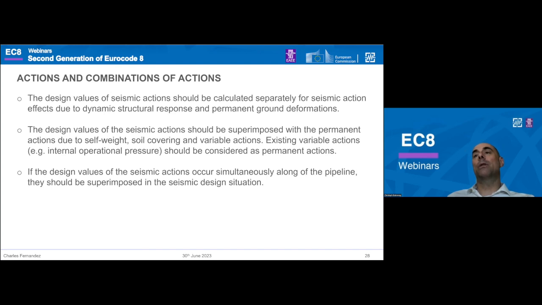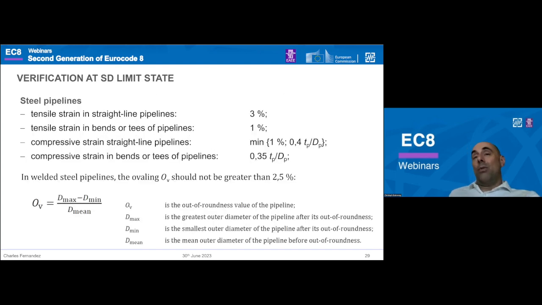And of course, we have to take into account the covering soil, which is usually not so much, because for usual gas or water supply pipelines, we're talking about between 1.5 and 3 meters. Sometimes we have to cross the street. Okay, so then we are a bit deeper, but these are extraordinary situations. And then we have to superpose it with self-weight and all the other variable actions. And if the inner pressure is acting all the time, then we have to apply it simultaneously with the seismic loading.